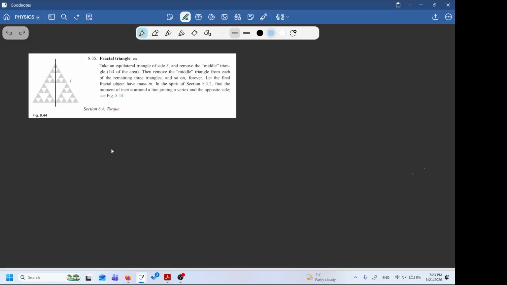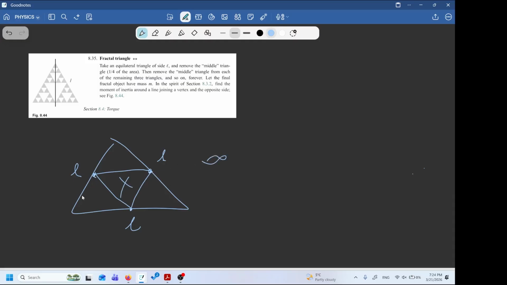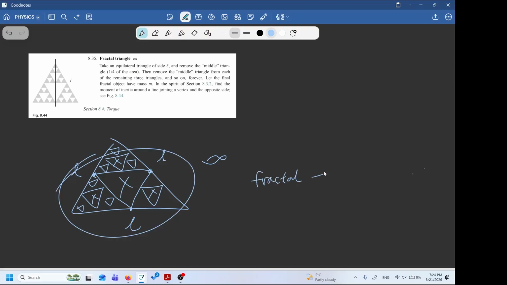Well, we start with an equilateral triangle with side length L, and then we remove the middle equilateral triangle, formed by connecting the midpoints of each side. So we remove this part. And then we continue this process indefinitely. So we remove here. We remove here, and then we remove that. And then here are more triangles, so we continue to remove each triangle. And then finally, the shape that we get is called a fractal triangle.